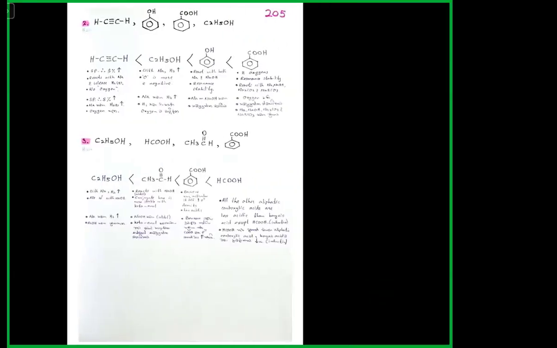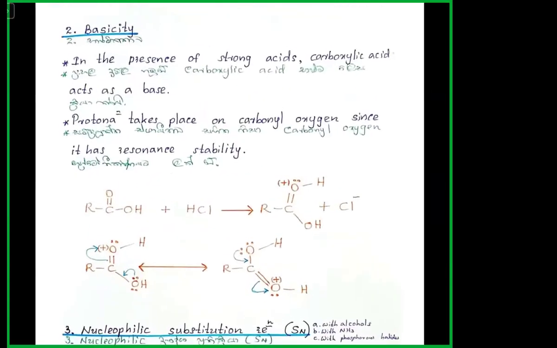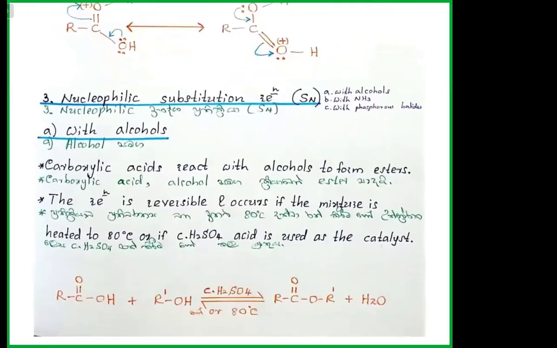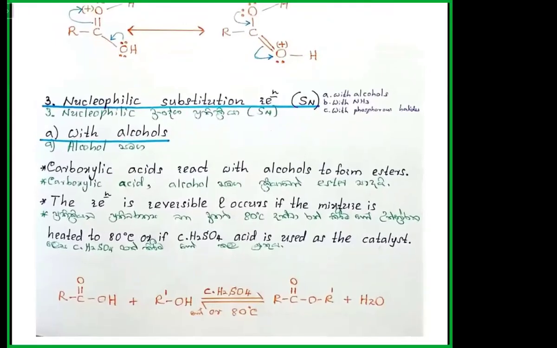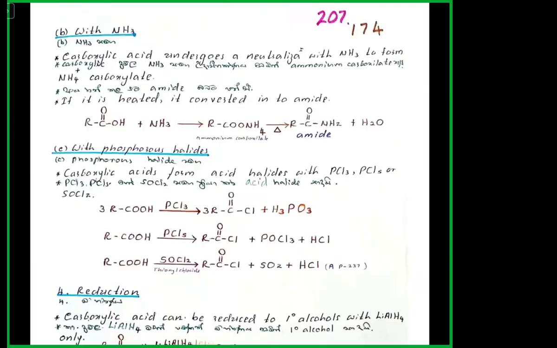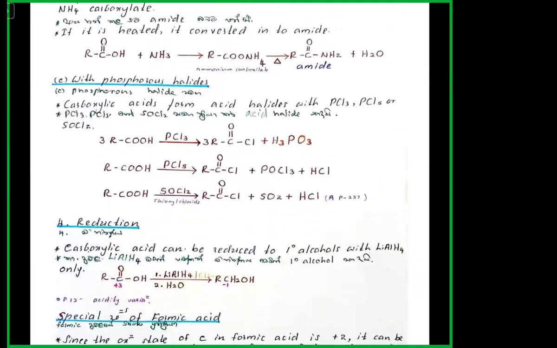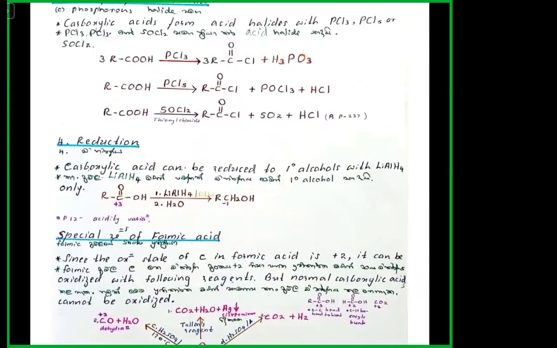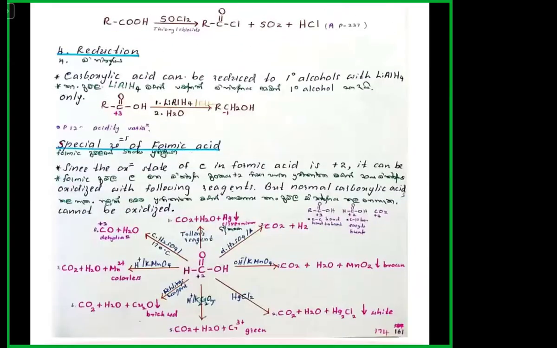I'm just reading your notes. I'm not reading something that we haven't done. Basicity: it can take up H plus from more acidic compounds. With alcohols, they make esters, we did that earlier. With ammonia, they make amides. With phosphorus halides, they make acid halides. Reduction only goes with lithium aluminum hydride to make these alcohols.